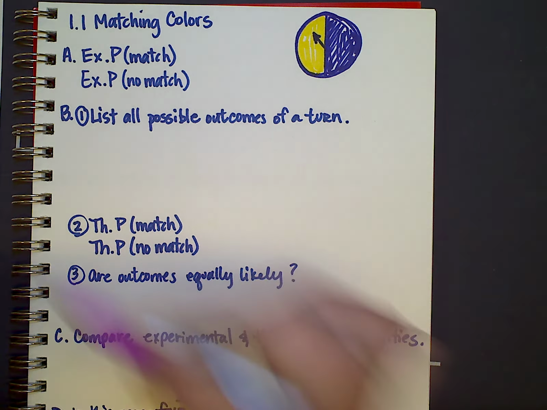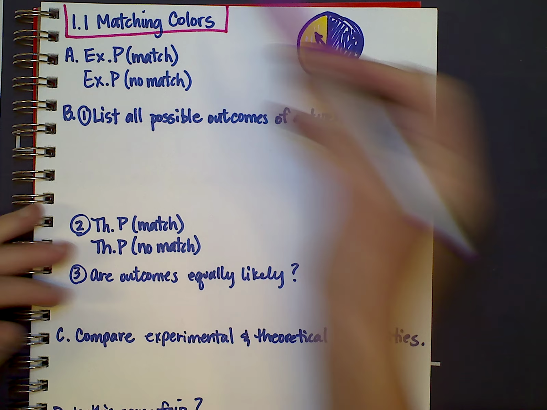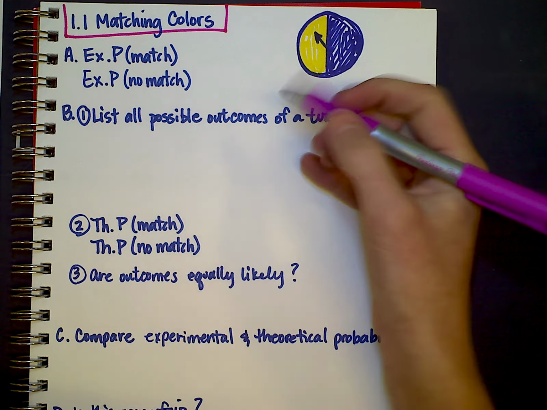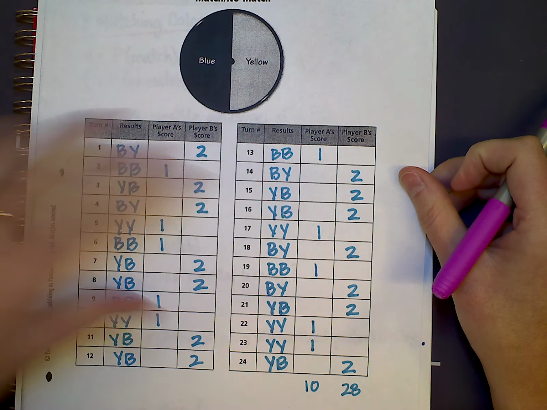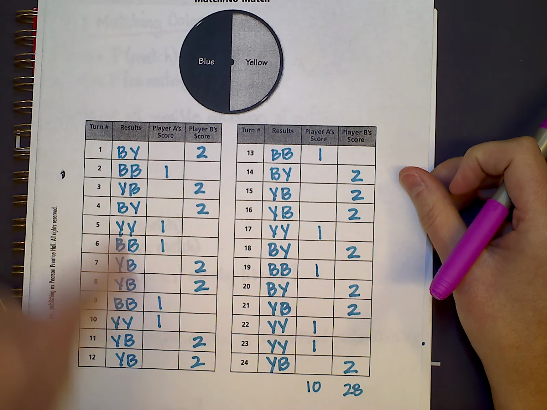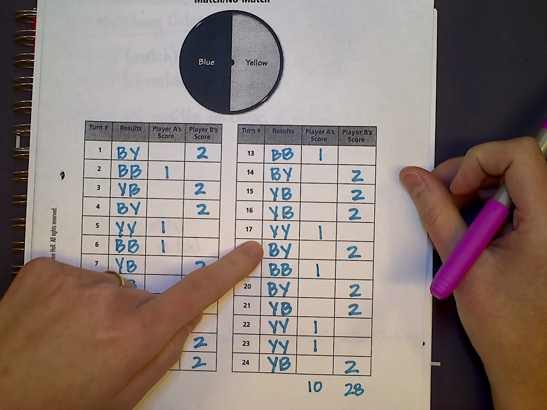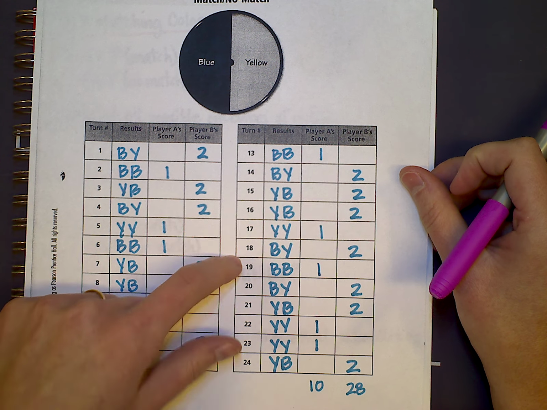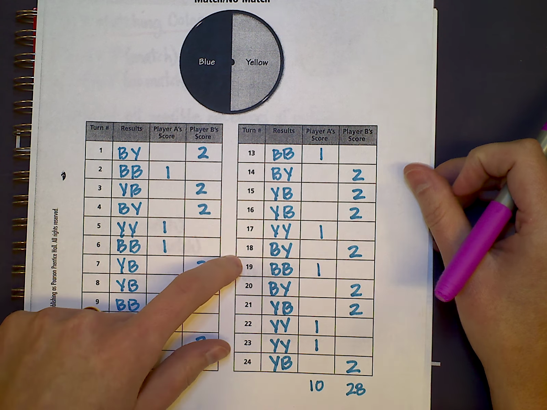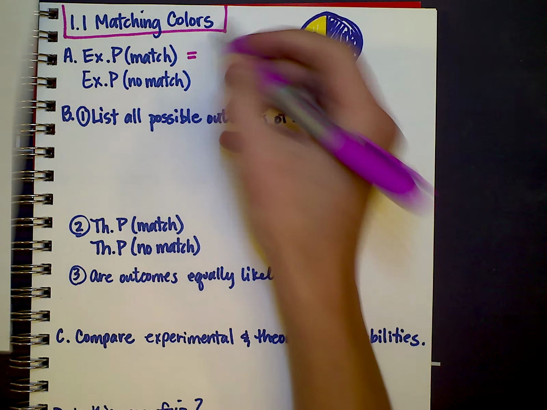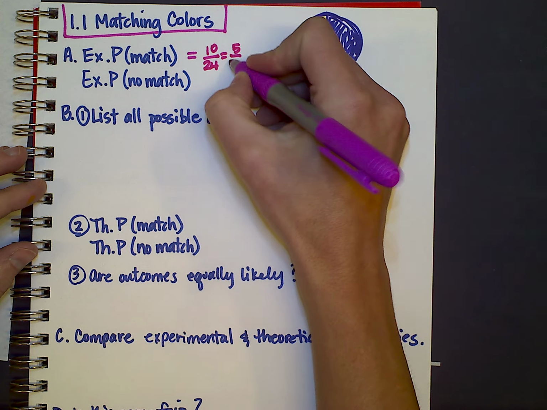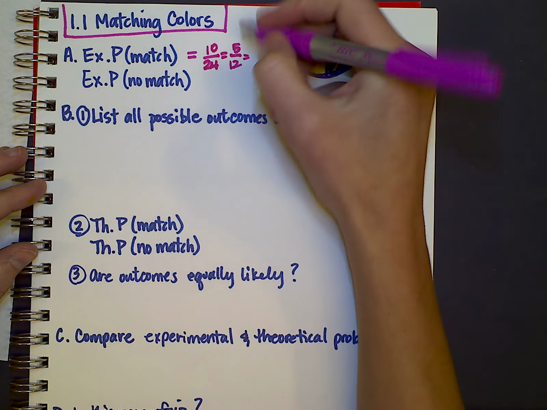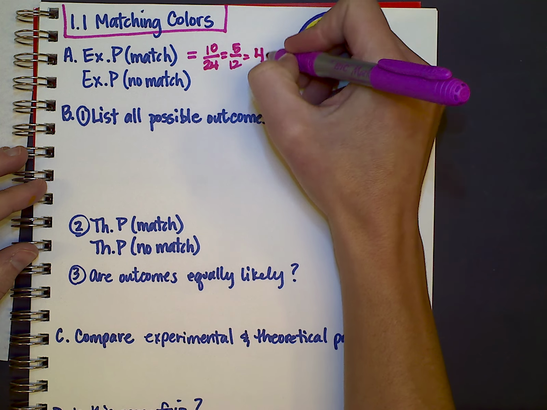The first thing that we're doing in matching colors is really looking at experimental versus theoretical probability. To find the experimental probability of a match, I need my experiment data. Anytime you run a game and collect data like this, that's considered doing an experiment. So our experimental probability is based on this data. The experimental probability of spinning a match was 10 matches out of 24, which of course reduces to 5/12, which is approximately 42%.